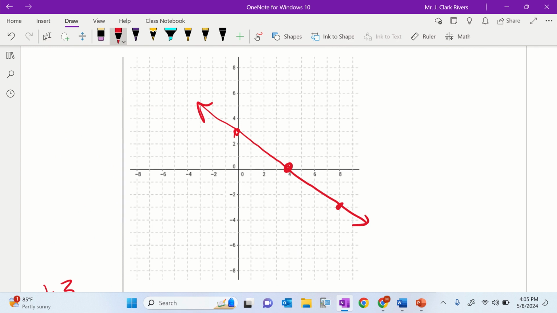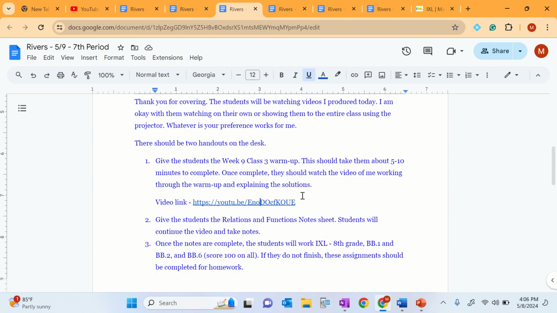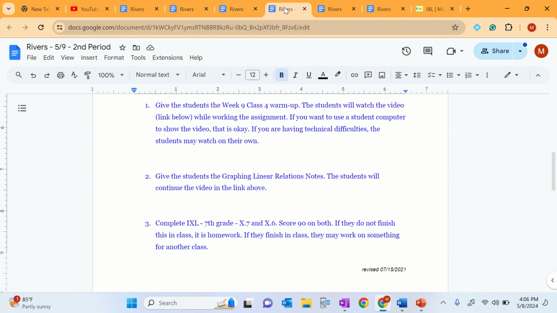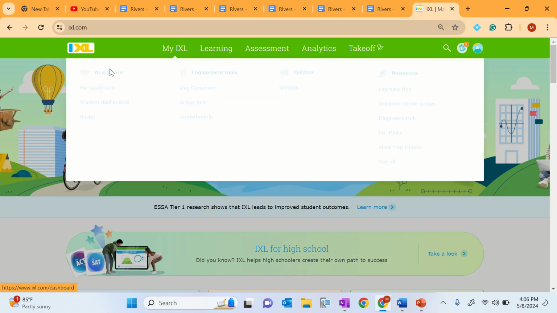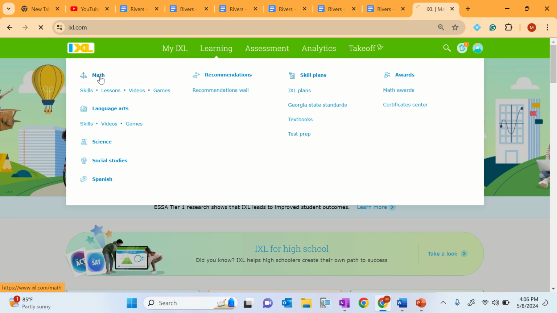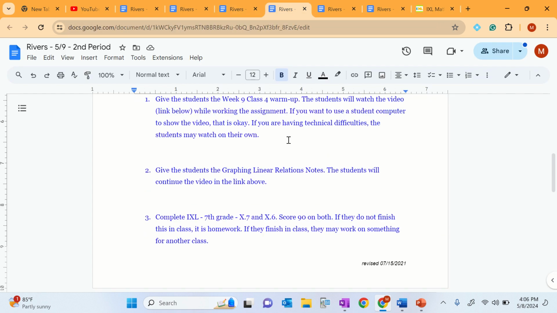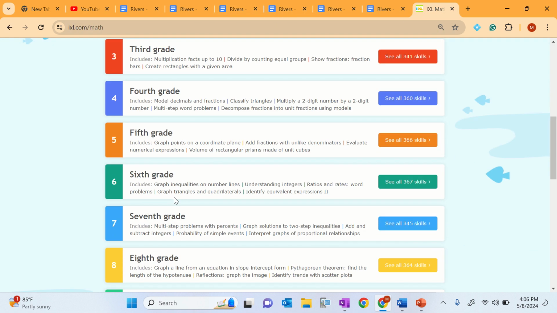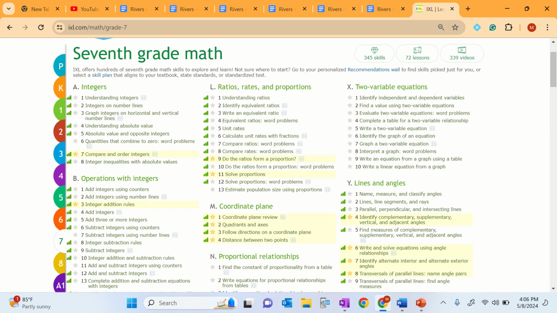There you go. All right, now there's one thing I want to show you on the IXL. Okay, so you're going to work this IXL X7 and X6. So as I go in, this is going to be 7th grade X7 and X6. So I want to show you something here.